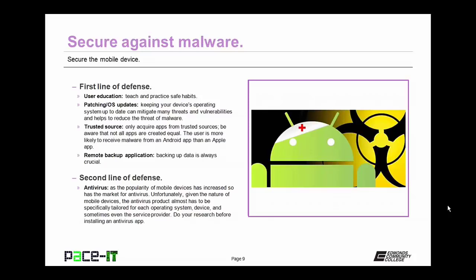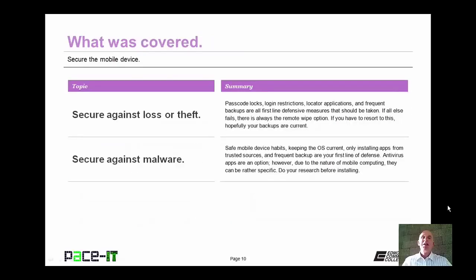Well, because on the mobile device, the antivirus has to be configured and developed for each device and each operating system. This makes it a little bit harder to come by and not as advanced as desktop antivirus. So you should do your research before installing an antivirus app to make sure that it will be effective for you. Now that concludes this session on how to secure a mobile device.